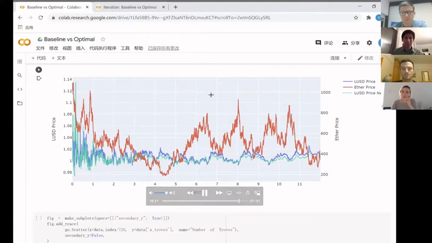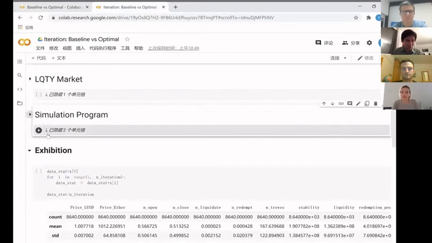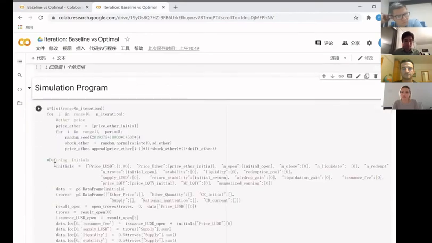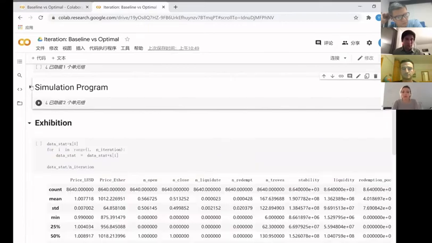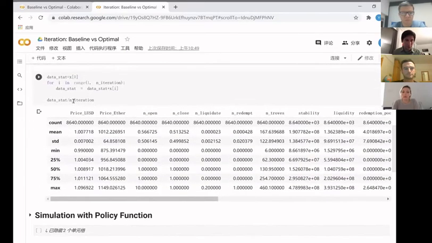All right, so this is a simulation for one pattern of the Ether dynamics. If we do the iteration and we change the Ether price, we run the simulation multiple times for different patterns of the Ether price. Then we average all the data we have. This is what we get. Due to time constraint, let me just jump directly to the result.